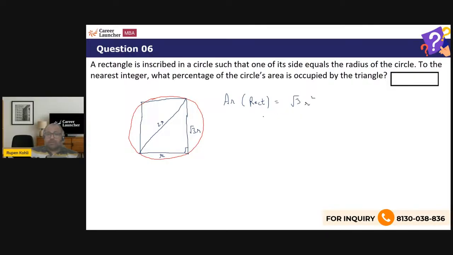So therefore you are required to calculate the fraction of this with respect to the area of the circle, which is simply pi r square. तो आपको ये √3/pi इसको calculate करना है approximately to the nearest integer, right. Well, so √3 is approximately 1.73 and pi is 3.14. So that we have to calculate. So doing this gives you approximately, you do this, you get around 55% to the nearest integer, right?